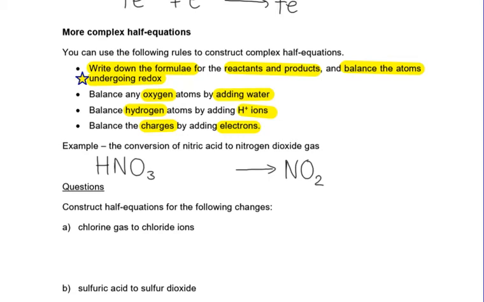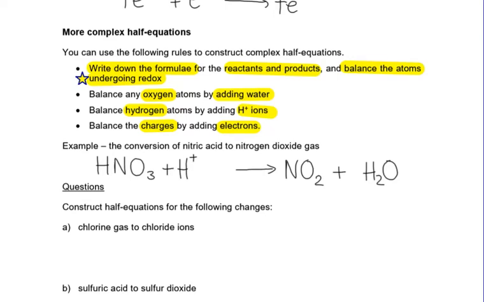Balance oxygens by adding water. So at the moment we've got 3 oxygens on the left and 2 oxygens on the right. So I need to make there be 3 oxygens on each side. So I think, how many water should I add until there's going to be the same number of oxygens? And by adding just 1 water, I've got 3 oxygens on each side. The next rule is balance any hydrogens by adding H+. Now at the moment I've got 1 H on the left and 2 on the right. So I need to add 1 more to the left. So I'm going to add a H+ to the left.